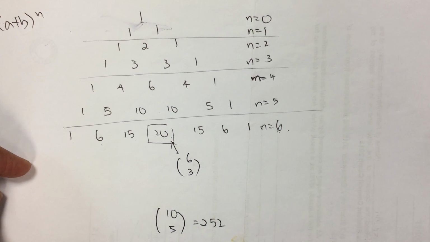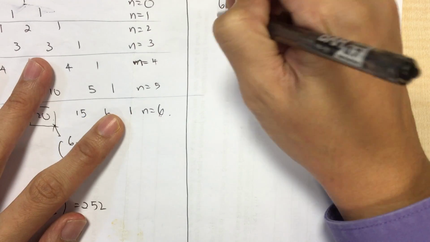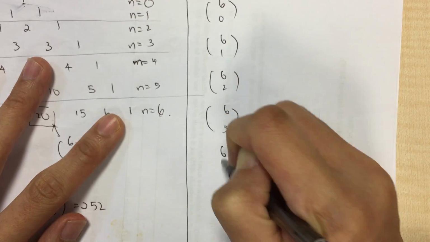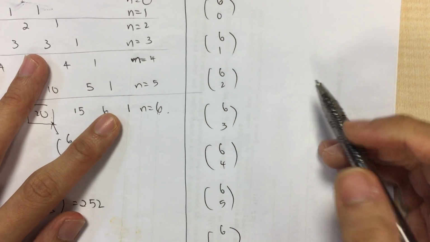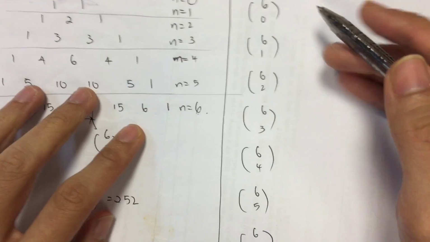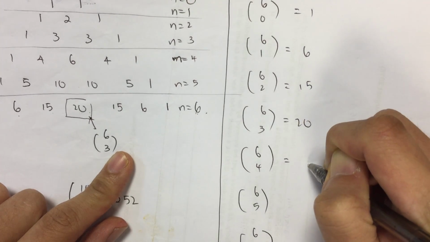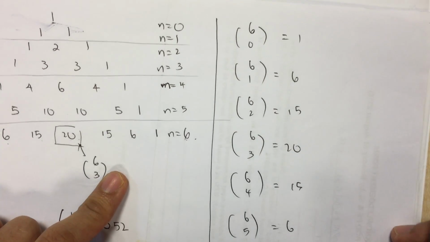So what we're going to do next is to look at this series of things. You might want to copy it down as well. I'm going to ignore this part. I'm going to look at 6C0, 6C1, 6C2, 6C3, 6C4, 6C5, 6C6. All these numbers can actually be found here: 1, 6, 15, 20, 15, 6, 1. These numbers are from the Pascal Triangle.